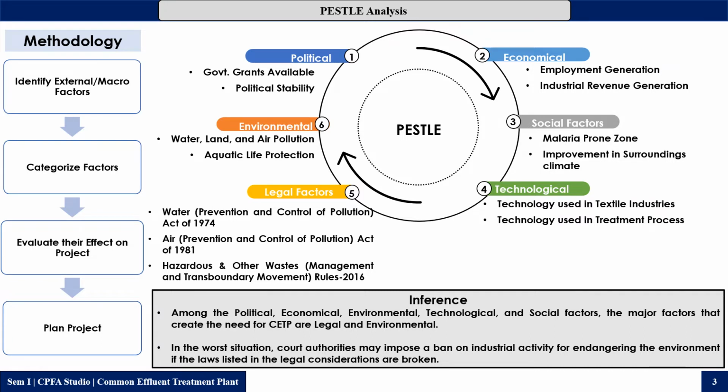So we have identified them, and it is concluded that among these factors, the major factors that created the need for the common effluent treatment plant are legal and environmental factors. Because in the worst situation, court authorities may impose a ban on industrial activity endangering the environment if the laws listed in the legal considerations are broken.